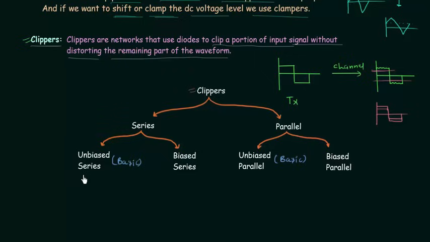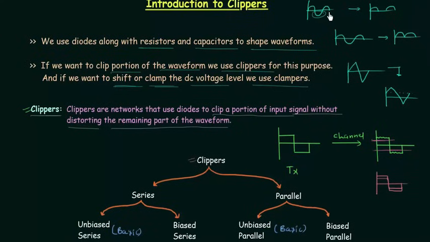All these 4 types of clippers are again classified into 2 types. The first one is the positive clippers, second one is the negative clippers. In case of positive clippers, positive portion of the waveform is clipped, and in case of negative clippers, negative portion of the waveform is clipped. For example, in case of half wave rectifier, you can see negative portion of the waveform is clipped, so this rectifier is negative clipper, because negative portion of the waveform is clipped.